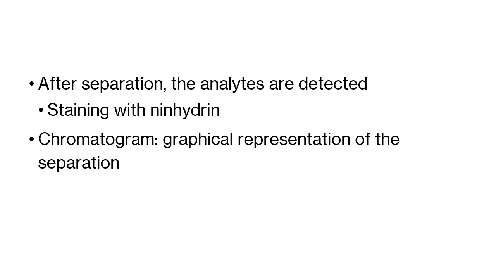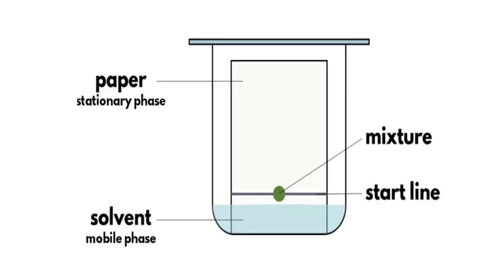Okay, let's move on. This one is actually a setup. For paper chromatography, this is your paper, your stationary phase, your filter paper. Then you have your solvent, a butanol ethanoic acid mixture, and that is your mobile phase.